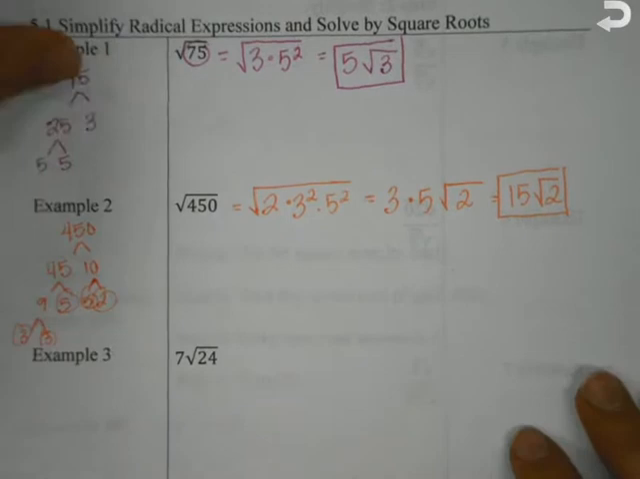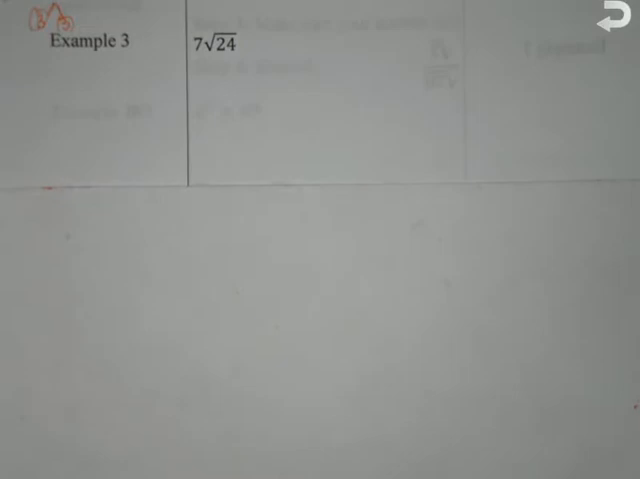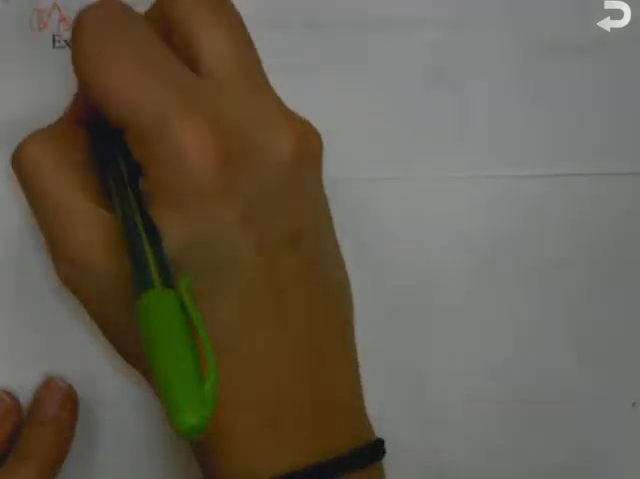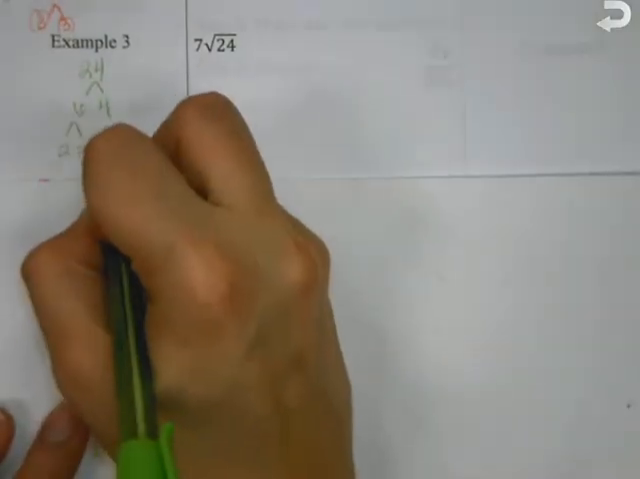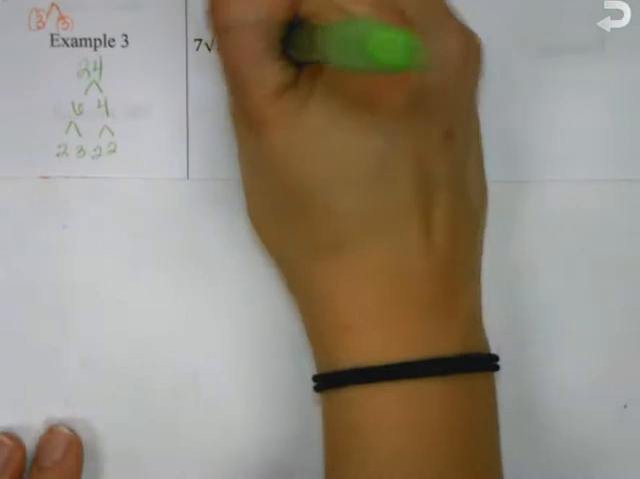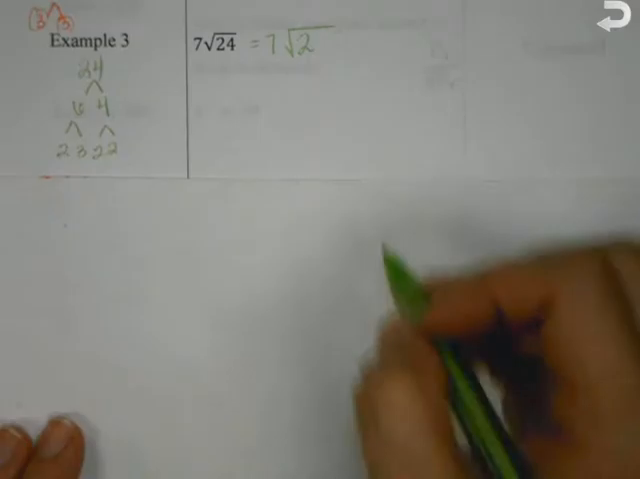What happens if I have a number already outside the radical? So 7 times the square root of 24. You're right. Yeah, we just multiply by whatever we pull out. So will you guys do example 3 for me? How does 24 break down, guys? 6 and 4. 6 breaks down to 2 and 3. And 4 breaks down to 2 and 2. So this is the same as 7 root 2 to the what power? 3rd times 3.